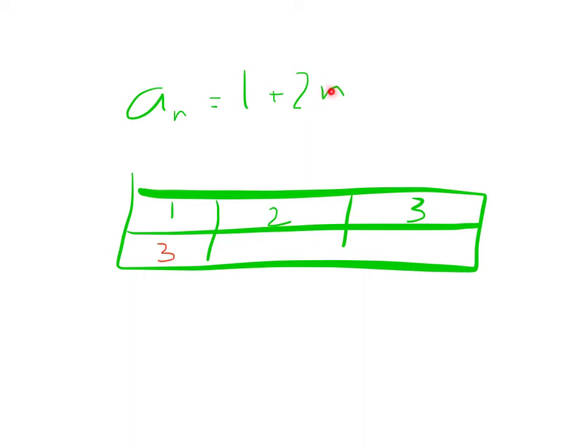Next one, we put in a 2. 2 times 2 is 4. 4 plus 1 is 5. And the next one we put in is a 3, because there's a 3 here. 3 times 2 is 6, plus 1 is 7. So the third number would be 7. So the first 3 terms are 3, 5, and 7.